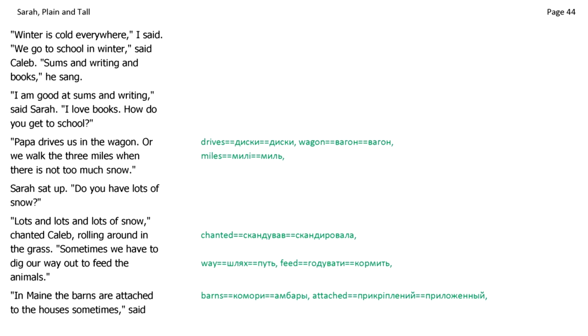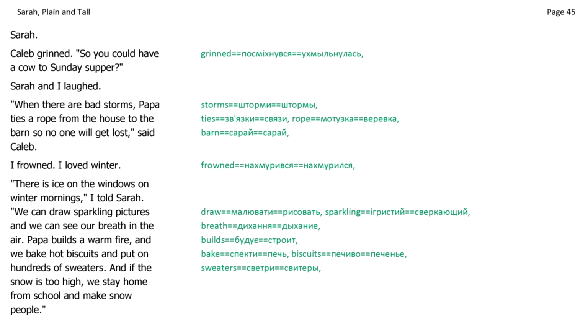"In Maine, the barns are attached to the houses sometimes," said Sara. Caleb grinned. "So you could have a cow to Sunday supper?" Sara and I laughed. "When there are bad storms, Papa ties a rope from the house to get to the barn so no one will get lost," said Caleb. I frowned. I loved winter. "There is ice on the windows on winter mornings," I told Sara. "We can draw sparkling pictures, and we can see our breath in the air. Papa builds a warm fire, and we bake hot biscuits and put on hundreds of sweaters. And if the snow is too high, we stay home from school and make snow people."